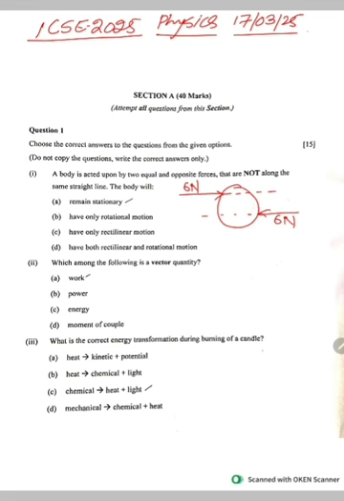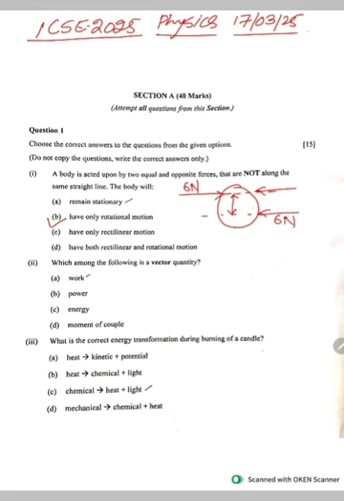Suppose this 6 Newton force is here, then they are acting on the same line, but here it is said that they are not acting on the same line. So what will happen? These forces are at some distance. This is called the arm of force. So which type of motion will it produce? Rotational motion, and it tries to rotate the body. So the correct option is B, have only rotational motion.